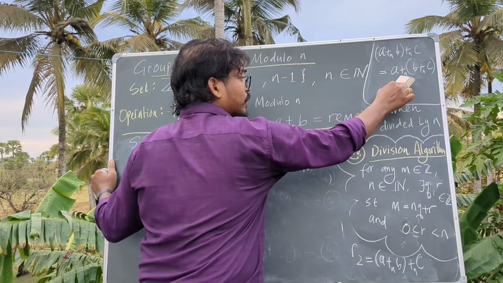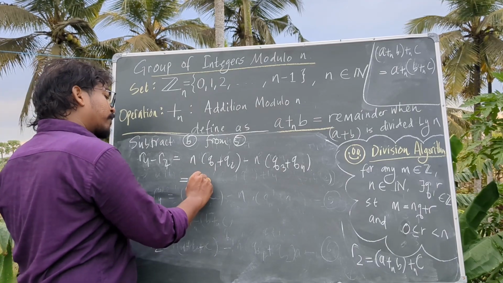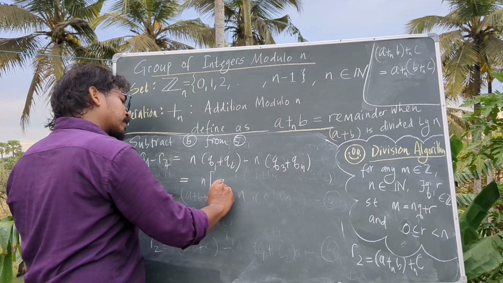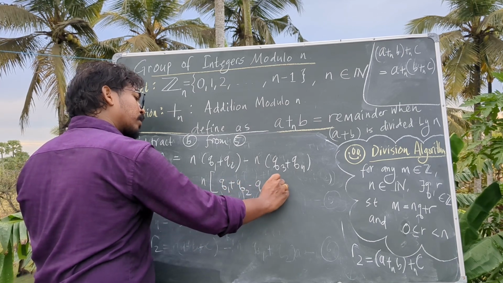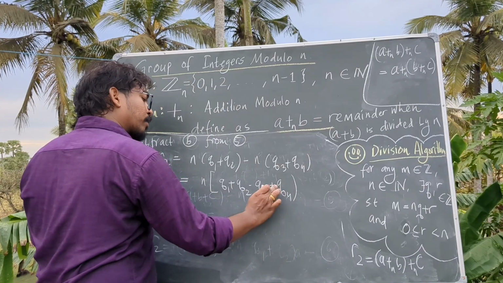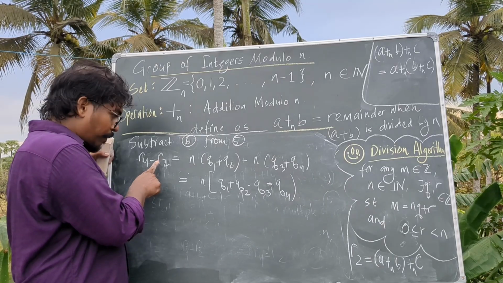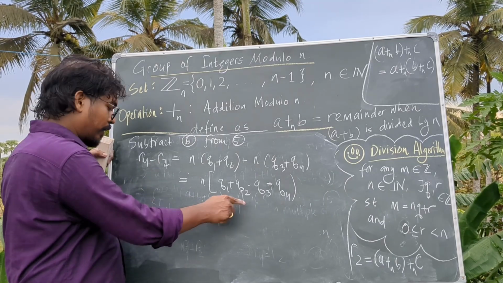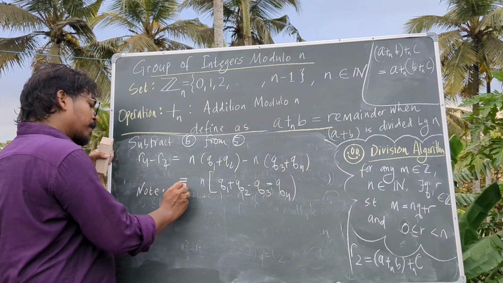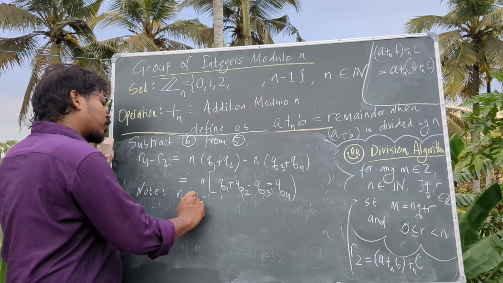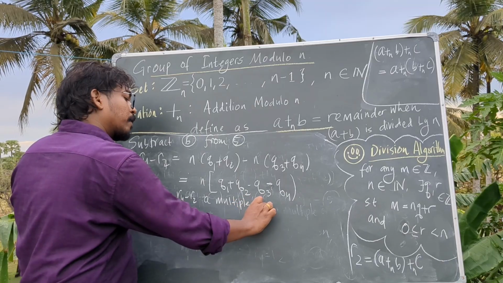Remember, this is r2 and this is r4. So we have n times (q1 + q2 - q3 - q4). R4 minus R2 is a multiple of n. Let us note it. Note: R4 minus R2 is a multiple of n.